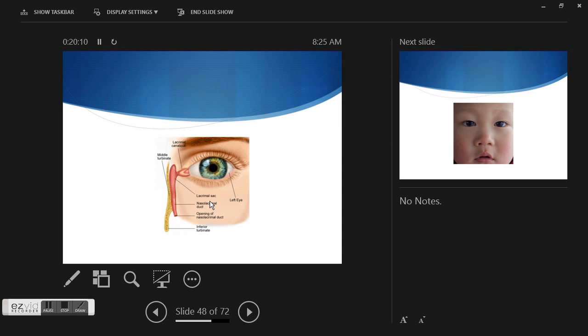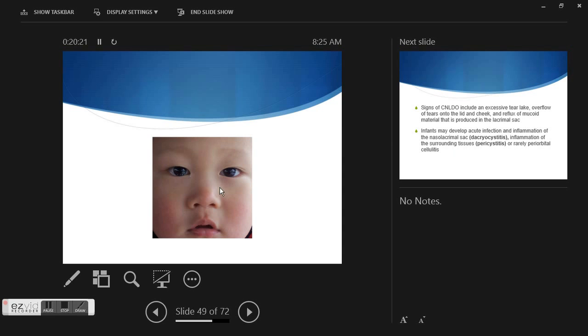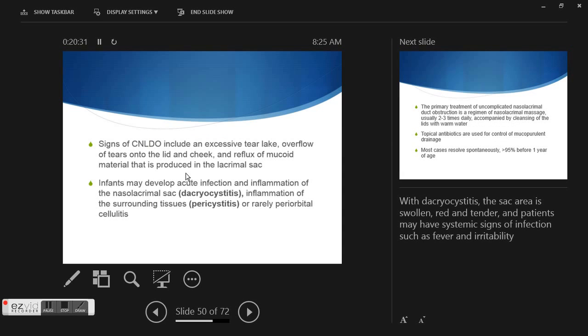So this is just the normal anatomy of the eye with the duct system. You can see that as the tears drain, they come down this way. And here is a little baby with excess tearing. It's most often a result of nasolacrimal duct stenosis. So signs of obstruction include excessive tear lake, overflow of tears onto the eyelid and the cheek, and reflux of mucoid material that is produced in the lacrimal sac.